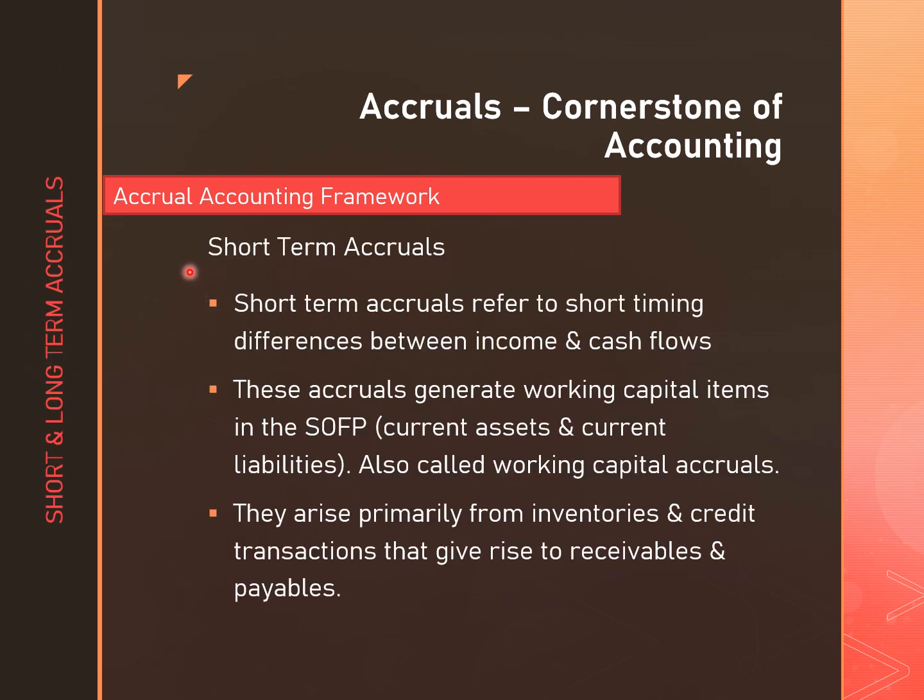Next, we're going to look at the short-term accruals. So you know that accruals ada dua jenis, which is short-term and also long-term. So this is a short-term accrual. It refers to the short timing difference between income and cash flow. So this accrual generates working capital items in the SOFP. So working capital adalah current asset, also current liability. It is also known as the working capital accruals.